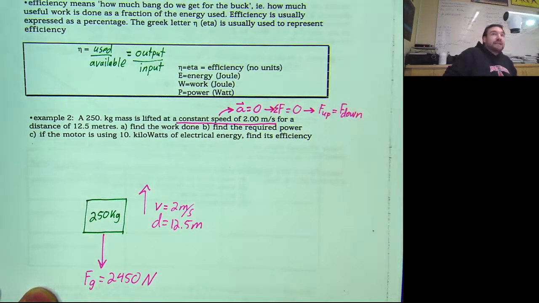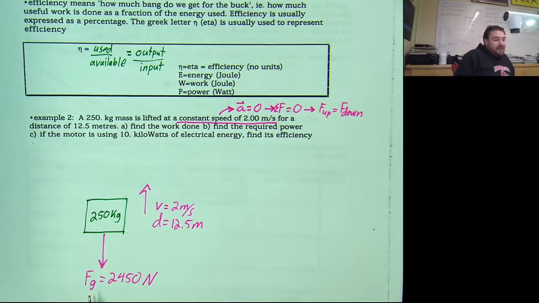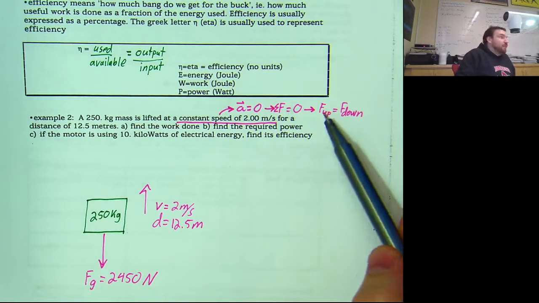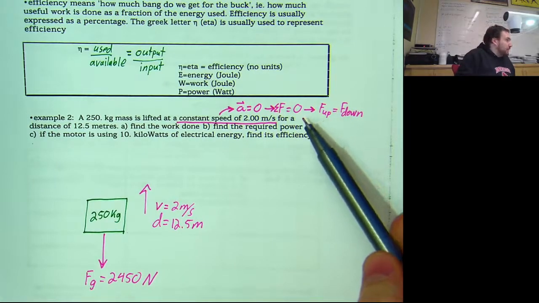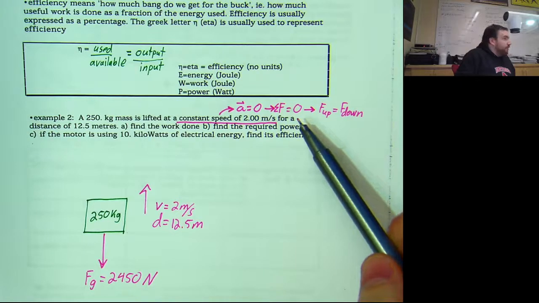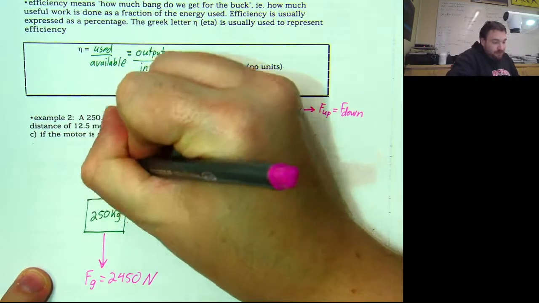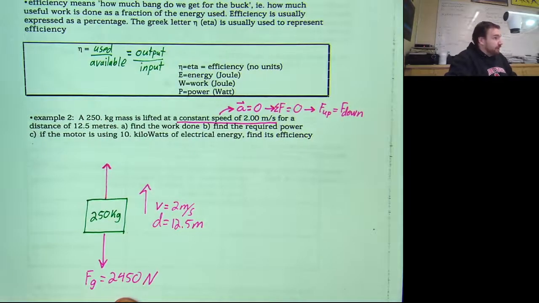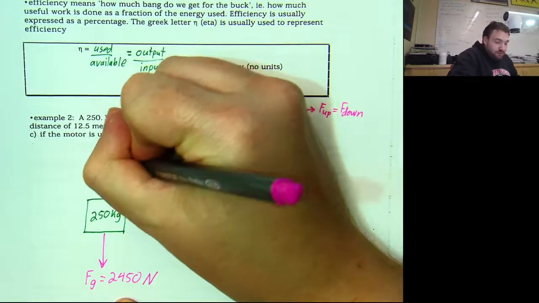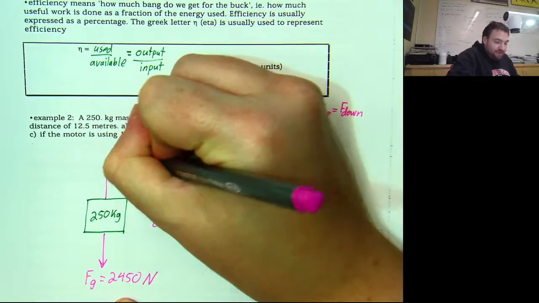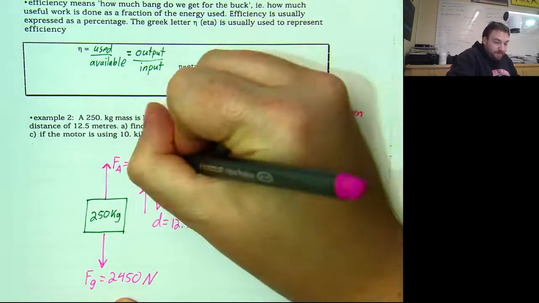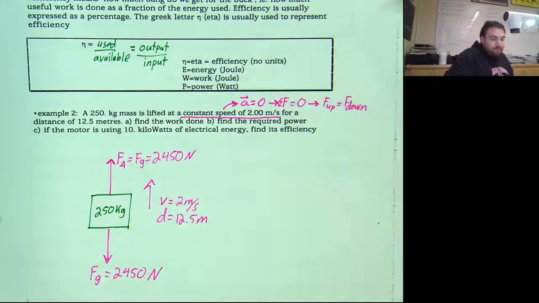So Ashton already gave us gravity. The fact that there's no acceleration leads us to what else must be true? The applied force has to be equal to gravity because this thing's not accelerating. So my FA has to equal my FG, 2,450 newtons. There's lots built into the question with the assumptions that we make that you have to then pull out.